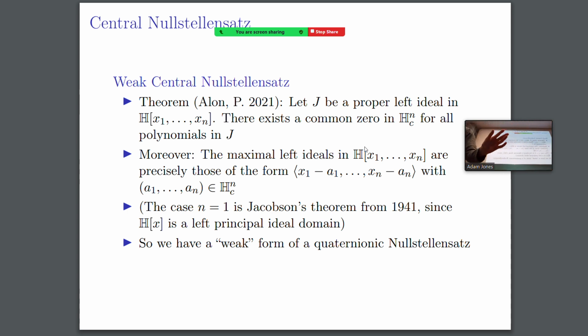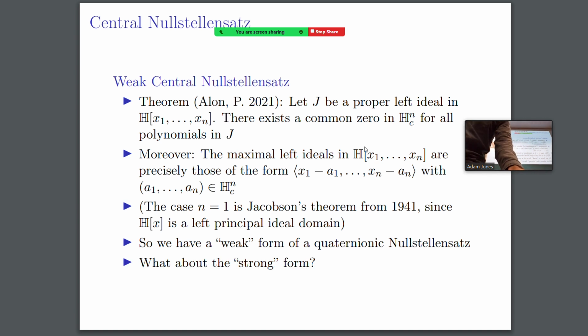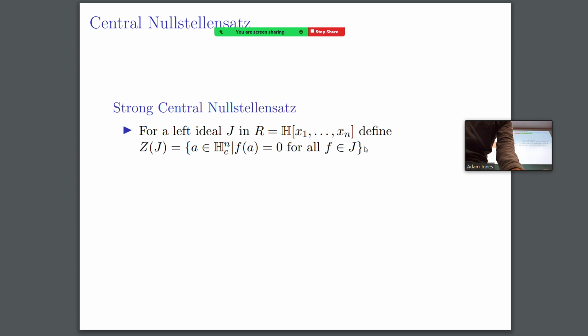Okay, so we have the weak form of the Nullstellensatz. We prove it by some other means, and the proof of this is not difficult. This is a rather straightforward result, a two-page technical proof, nothing special. What about the strong form? This is where things get interesting.